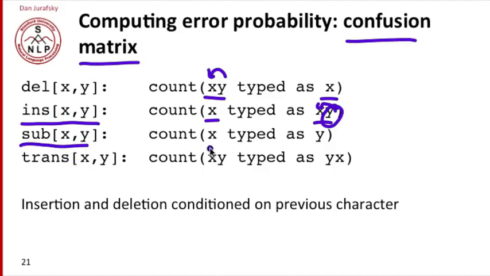Or we'll keep a count for substitutions. How often is X typed as Y? So we meant to type X, we typed Y. That's an XY substitution. Or a transposition: how often was XY typed as YX? So these are just counts. We'll keep a matrix of these counts for every X and for every Y. And notice that what we've done implicitly is we've conditioned our insertion and our deletion on the previous character. So whether Y is deleted is conditioned on X. We could have chosen to condition on the next character or the character 5 to the left or some other thing, but we generally condition on the previous character.